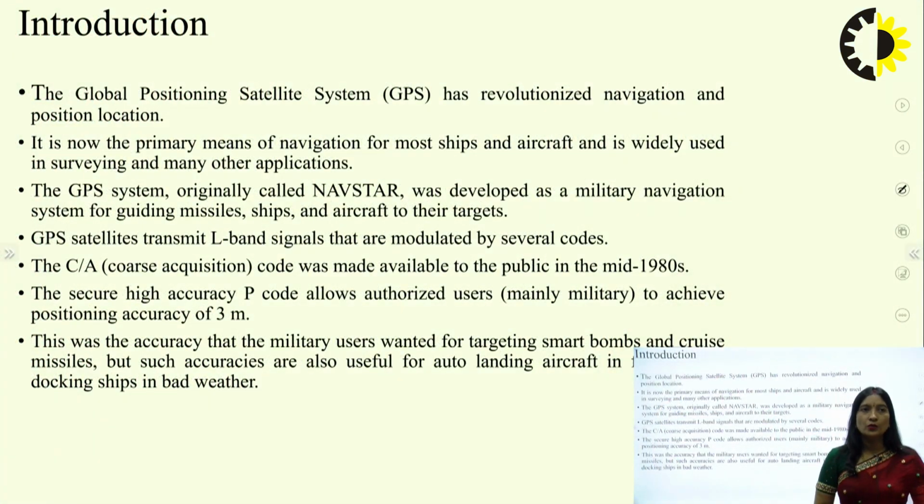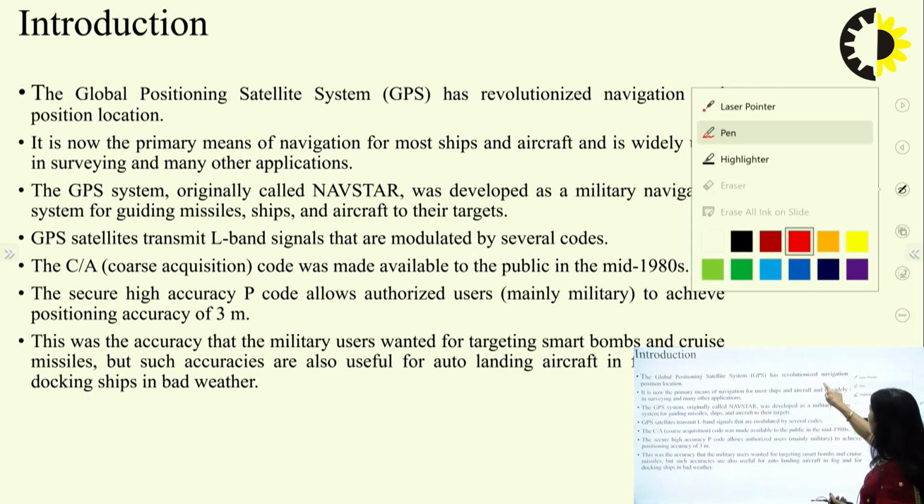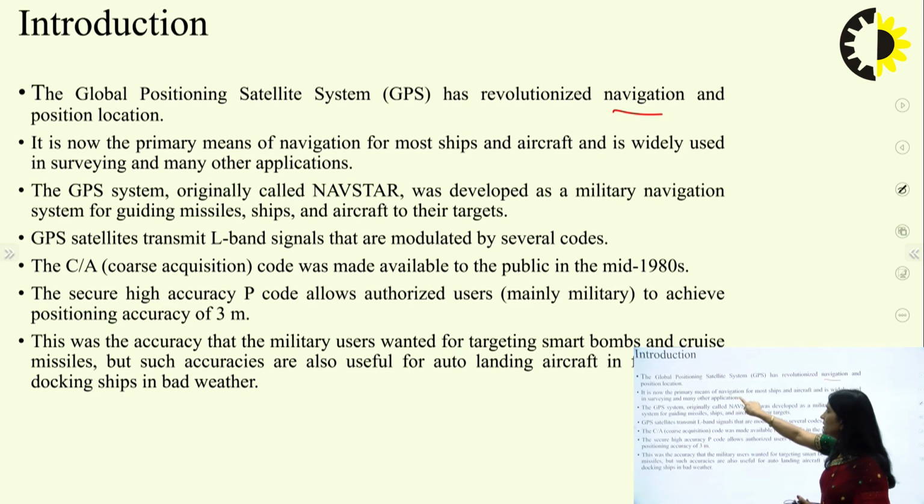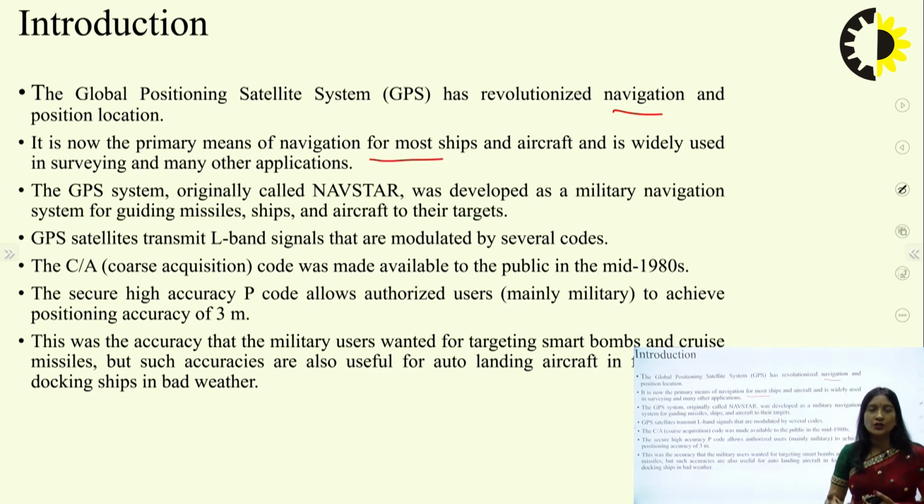So GPS is known as Global Positioning System, which has revolutionized the navigation and position location principle. It is now the primary means of navigation for mostly ships and aircraft, and it is widely used in cars or in other applications. Originally the GPS was called Navstar, and it was developed for specific military applications by the USA. Basically in GPS, the satellites transmit L-band signals which are modulated by several codes.